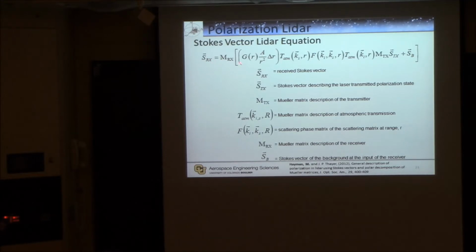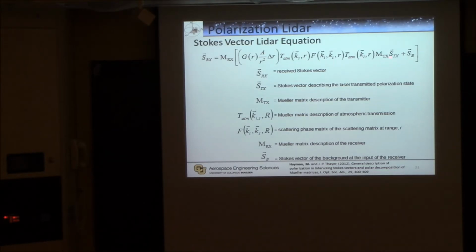And here, what we have is that the received Stokes vector is going to be dependent upon the Mueller matrix of your receiving optics. And then some of the properties that we saw before: the overlap function, the solid angle of your receiver, the resolution of your receiver, the atmospheric transmission. Here, I'm going to call F our scattering phase matrix. A T again is the return. We have the outgoing, I should say, and then this is the return.